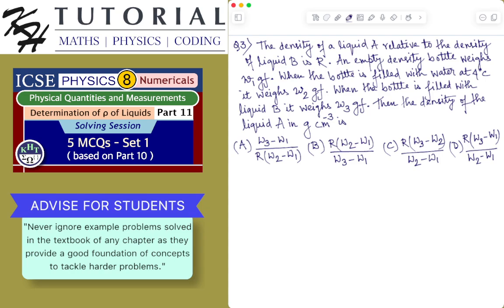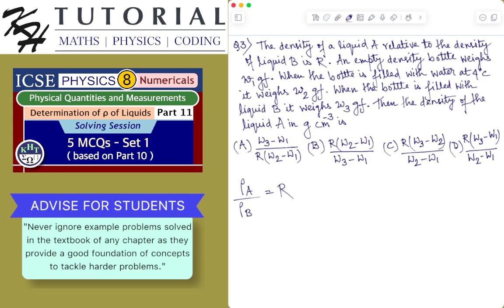First of all, let's consider rho A to be the density of liquid A and rho B to be the density of liquid B. So it is given that the density of liquid A relative to the density of liquid B, which is rho A divided by rho B. This ratio of the density of A with the density of B is mathematically termed as density of A relative to density of B. So this is given as R.